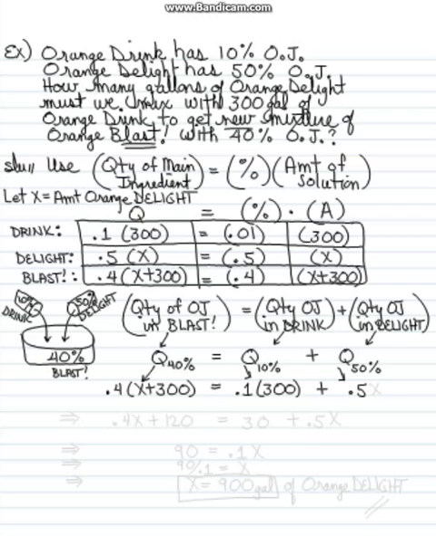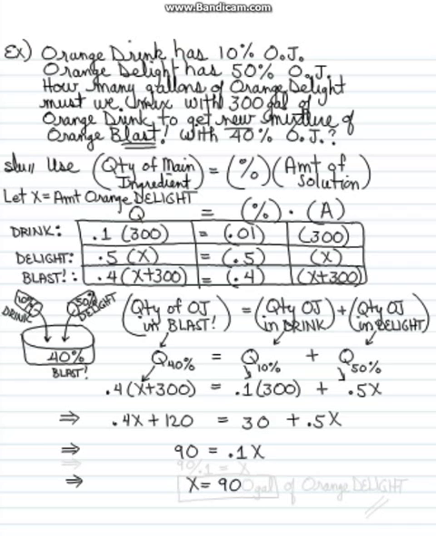Okay, let's solve this for X. Get rid of the parentheses, distribute multiplication by 0.4. We get 0.4X plus 120 equals, bring down, 0.1 times 300 is 30, and then 0.5 times X. Add those together. Okay, let's isolate the X terms on the left. We get 90 equals 0.1 times X, and divide both sides by 0.1.